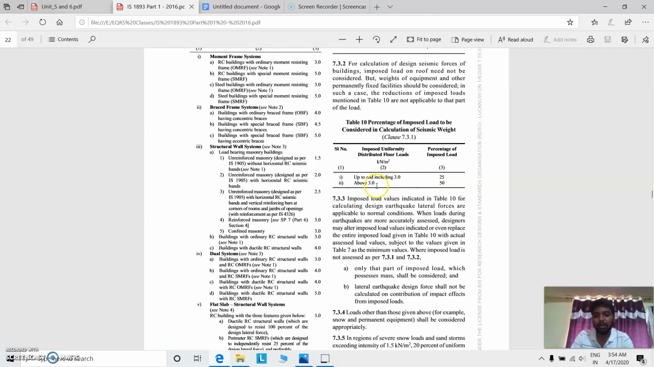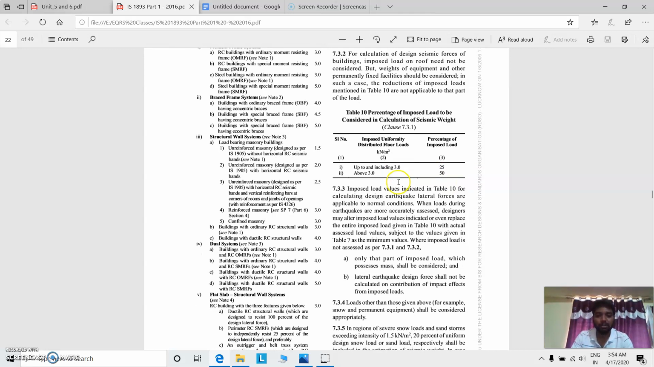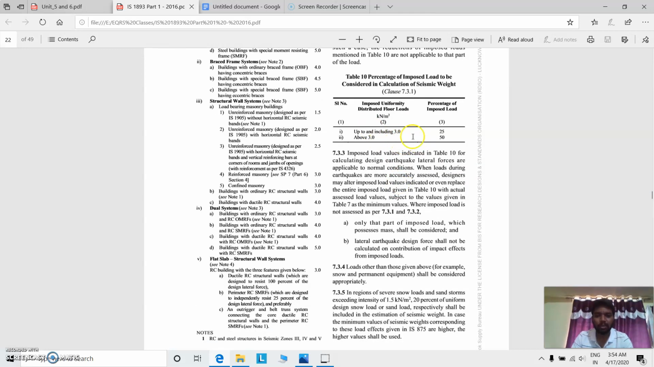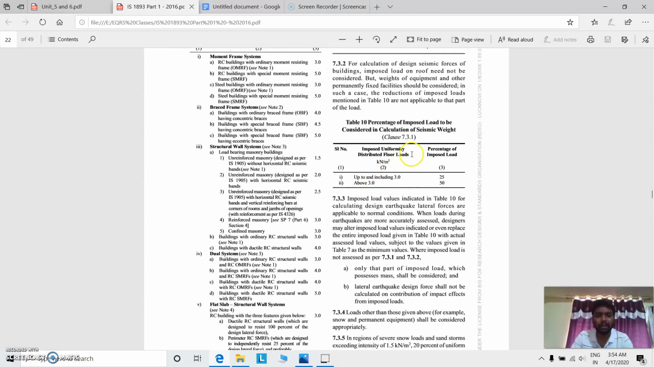And similarly, if the floor is loaded above 3 kilonewton per square meter, in that case we have to consider only 50% of the imposed loads. So this will be clear when we start solving the problem, right? And this much is about the seismic load for the live loads.